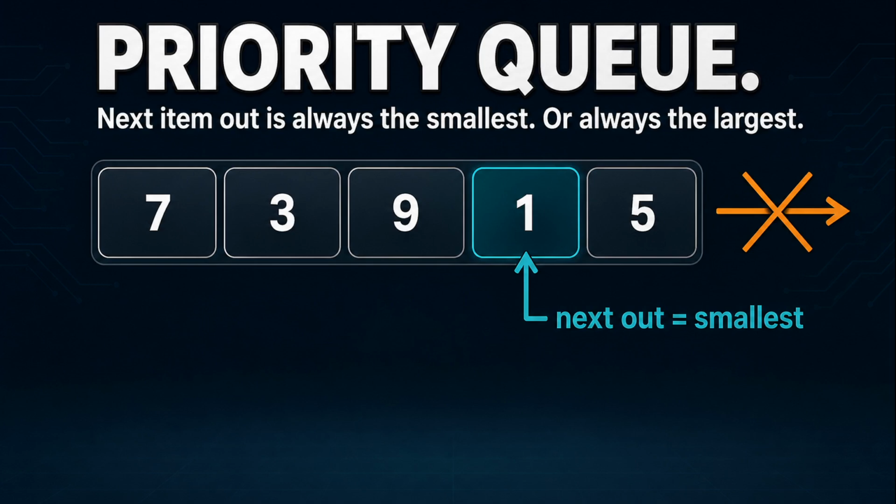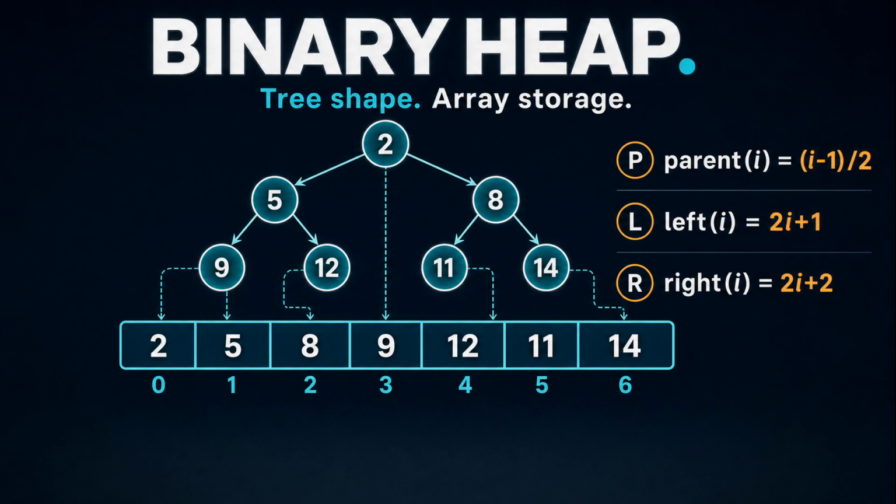So how do you get fast insert and fast remove top at the same time? With a heap. A binary heap is a special kind of binary tree, except it lives in a flat array.